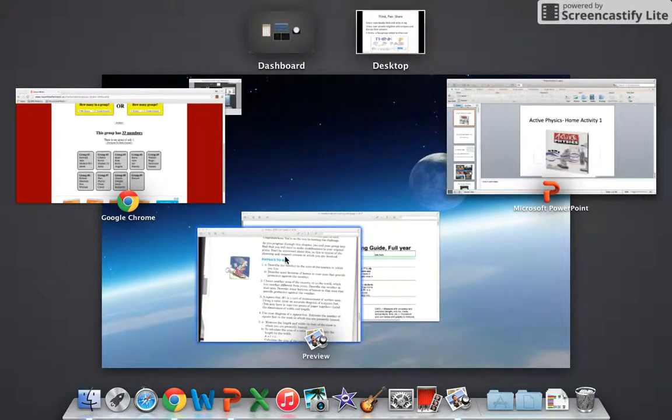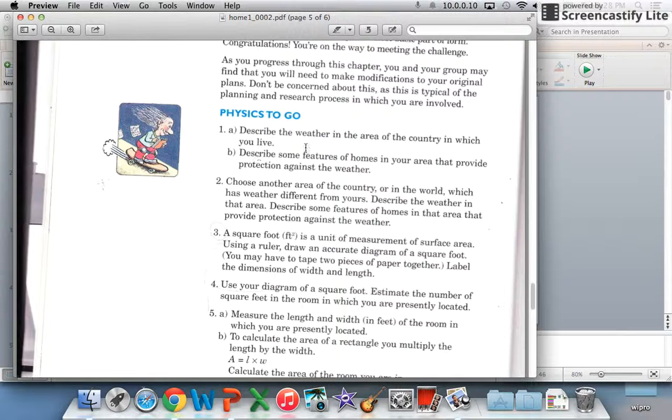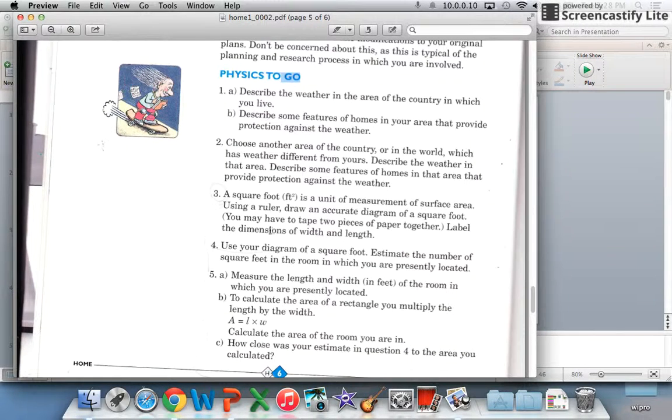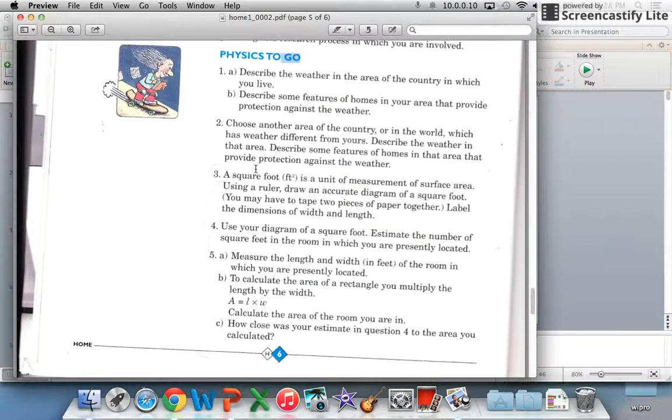So that's something I like to do, starting off with these first questions, thinking about what features a home needs depending on weather. This is going to become important in this unit because we're going to be talking about heat transfer. So some things to talk about there. Now, physics to go. This is typically stuff you can assign for homework, hence physics to go. But I actually do most of these in class, as you can see.